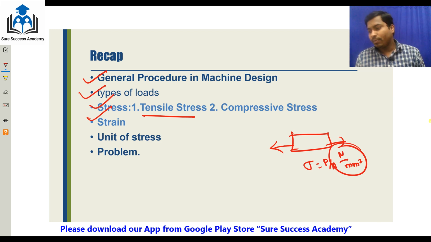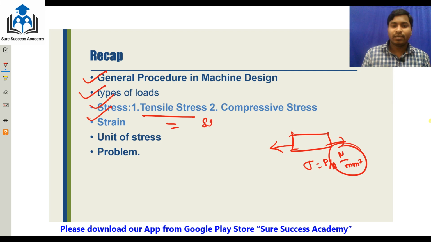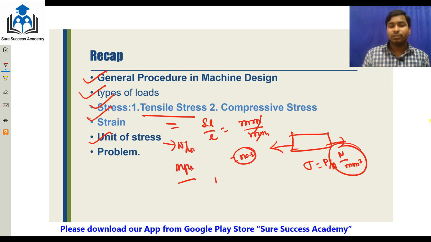And strain: when a system of forces or load acts on a body, it undergoes some deformation. The deformation per unit length is called the strain, and strain is equal to del L by L, where del L is the change in length in mm and L is the original length in mm. So strain has no unit. The unit of stress is Newton per mm square, or MPa. MPa is equal to 10 to the power 6 Newton per meter square, or Newton per mm square. We studied this conversion in the last lecture and did some problems.